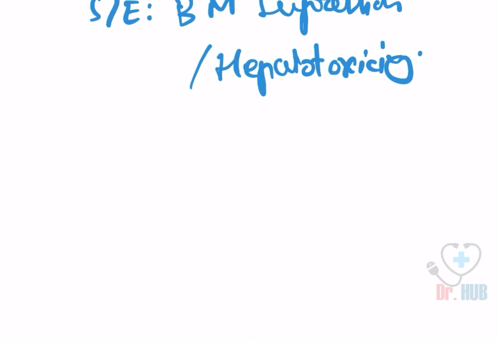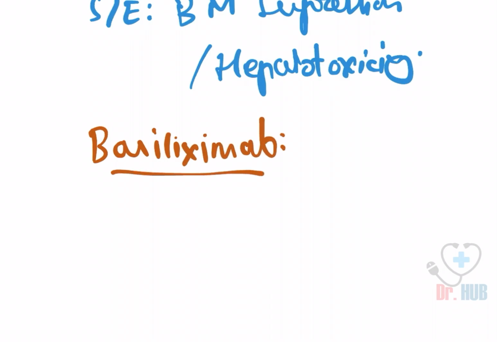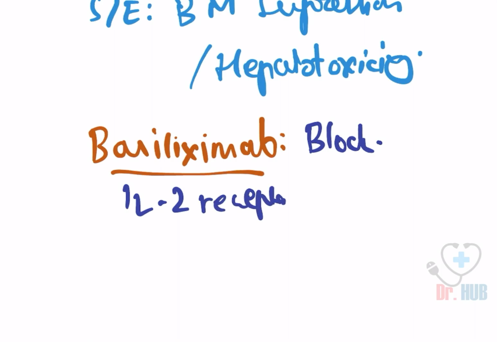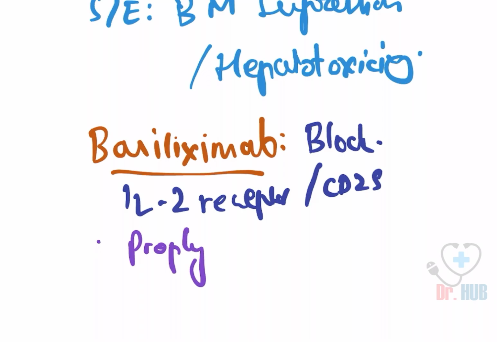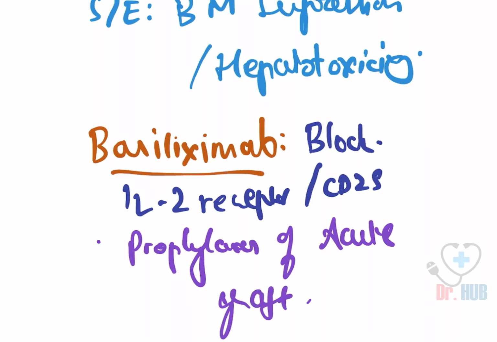Next, we focus on the drug basilizumab. So the basilizumab, what it does, it blocks the IL-2 receptor as well as the CD25. It is used for the prophylaxis of the acute graft rejection.